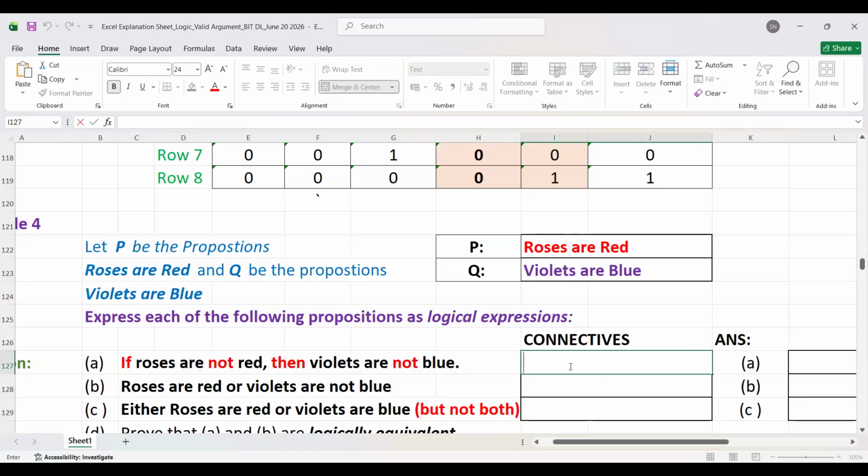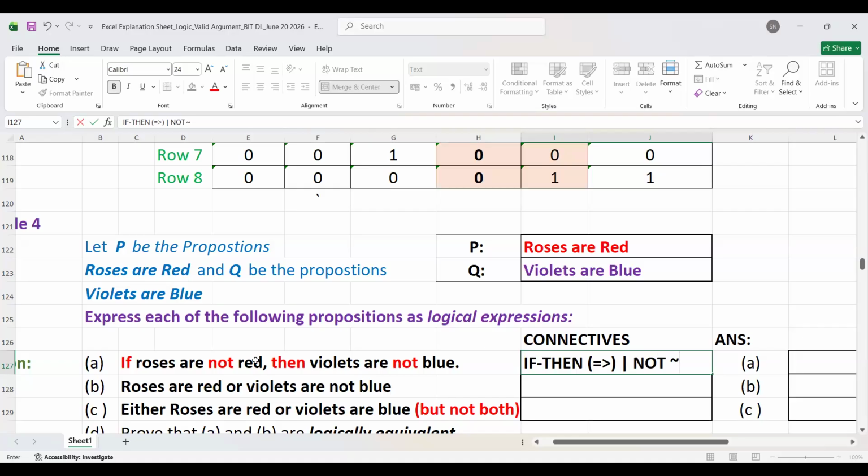If and then. Now, if and then, remember, it's the implication sign. Okay. Now, what is the next connective? Not. And not, we know it has to do with the twiddle sign.